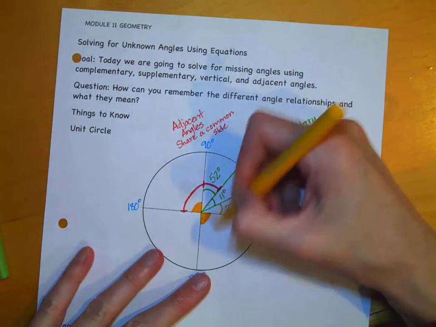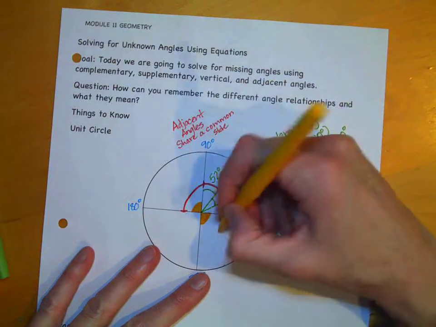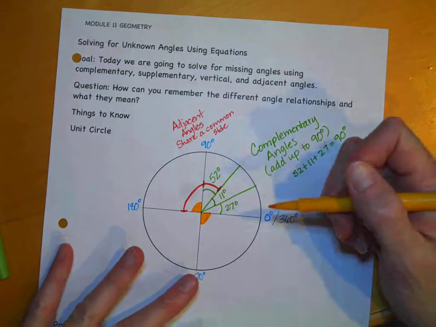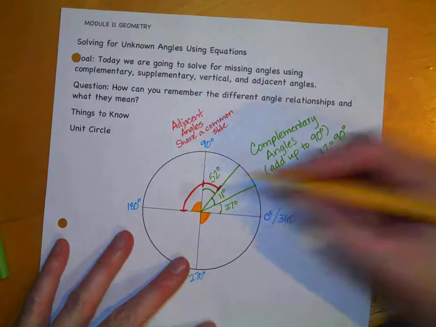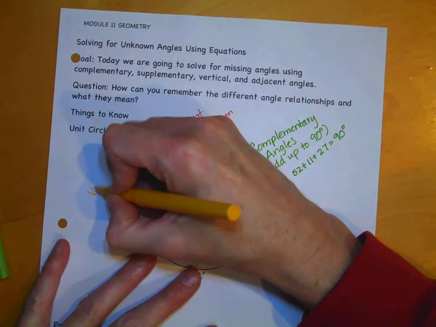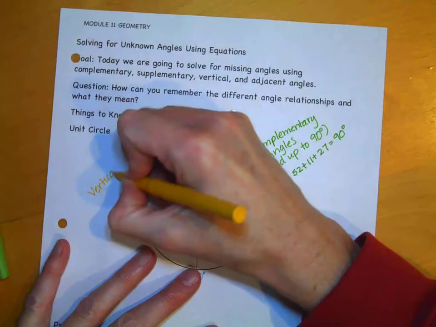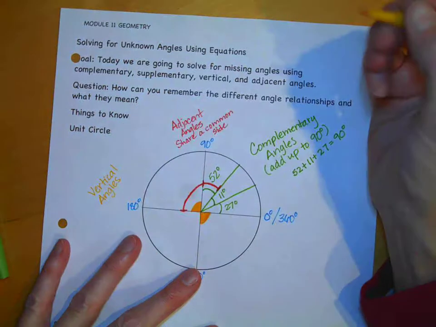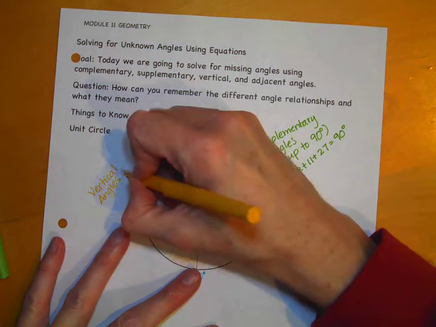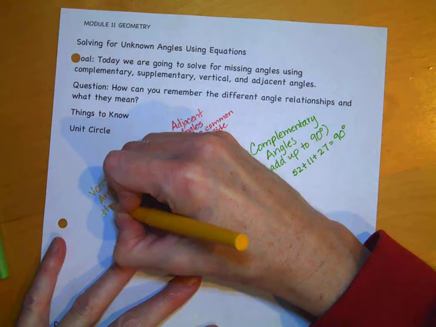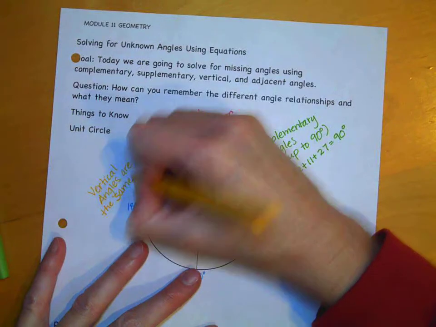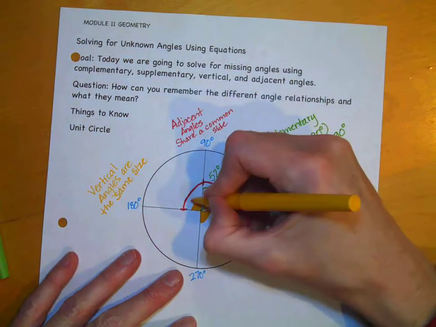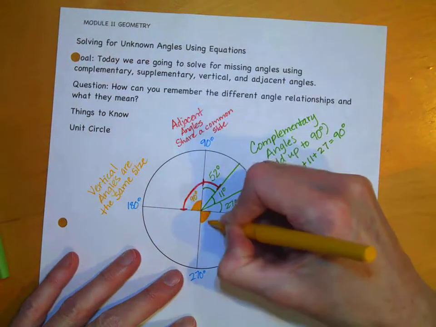And the reason that we call them vertical angles is because they're across from each other. So this angle and this angle are vertical. This angle and all three of these angles are vertical because they're across from each other. Okay? So vertical angles equal each other. And so we can write vertical angles are the same size as long as they're opposite of each other. So these two vertical angles happen to be 90 degrees.